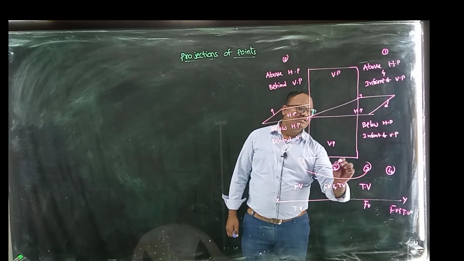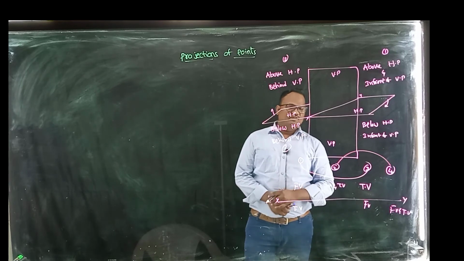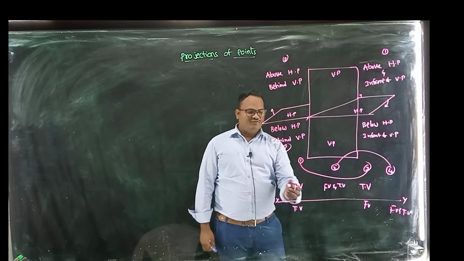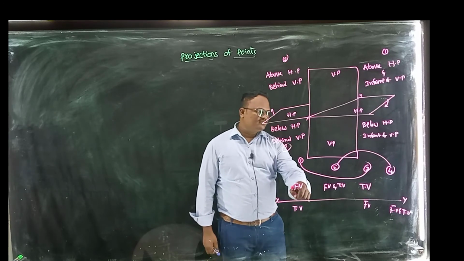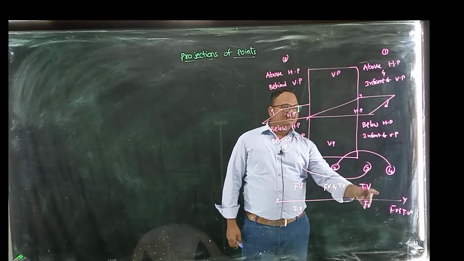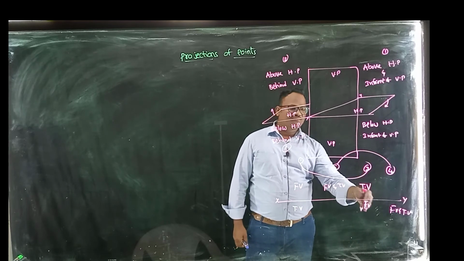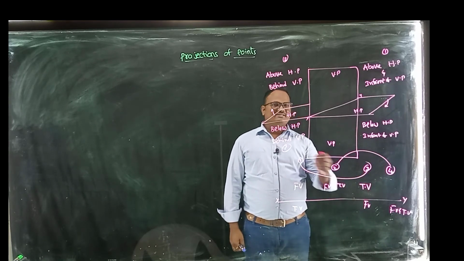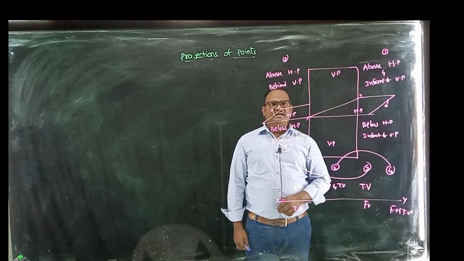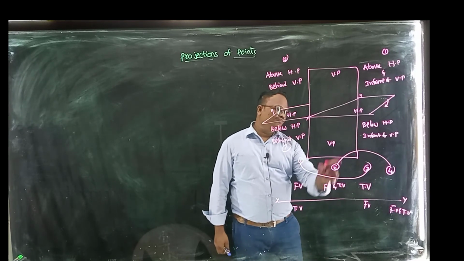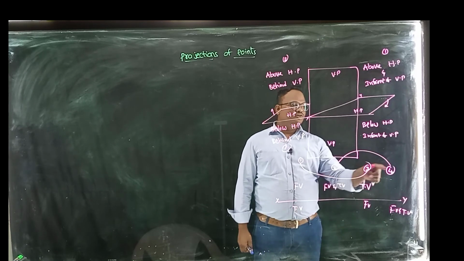Second angle projection is opposite to the fourth angle projection. In the first angle projection, the front view we will get above, and the top view below. In the third angle projection, it is opposite: top view above, front view below. In the second angle projection, front view and top view are above the reference line, and these two are below the reference line in the fourth quadrant.